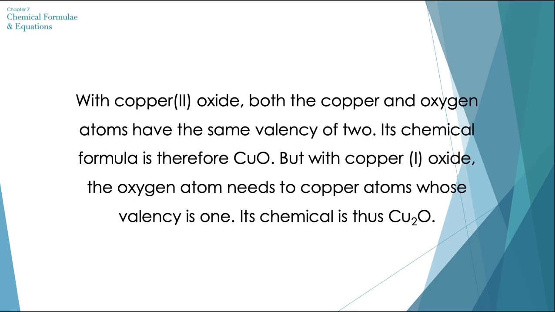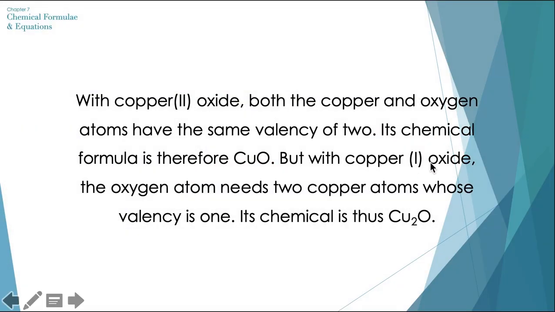So when we work out the chemical formula of a compound, it is necessary to also balance out the valency of the atoms or radicals present, like we balance out the charges on the ions, okay? So when copper and oxygen atoms combine, there are two possible formulae depending upon the valency of the copper. With copper 2 oxide, both the copper and oxygen atoms have the same valency of 2. Its chemical formula is therefore CuO. But with copper 1 oxide, the oxygen atom needs 2 copper atoms whose valency is 1. And so that in total they would have a valency of 2.